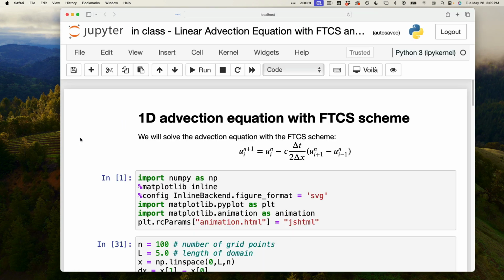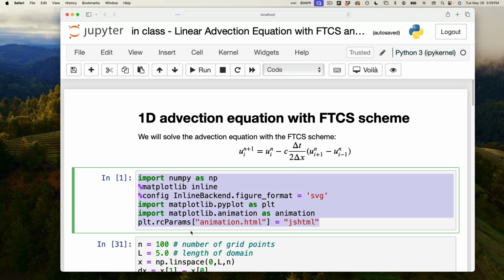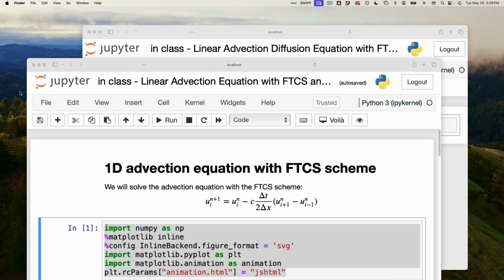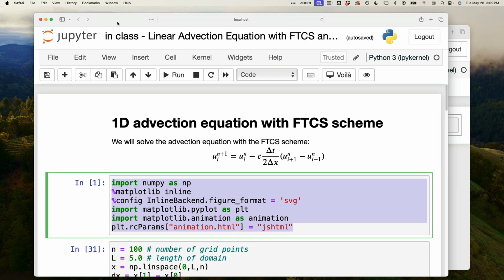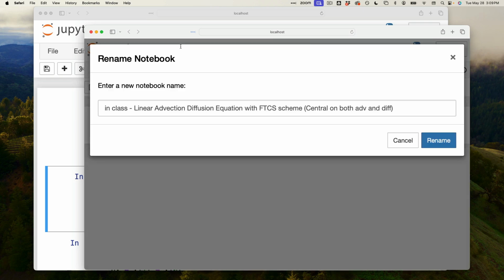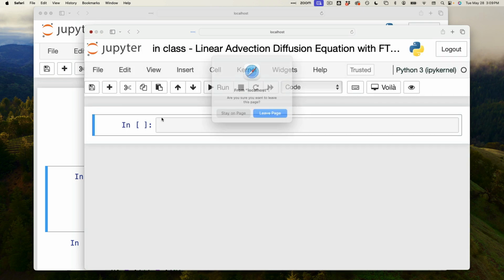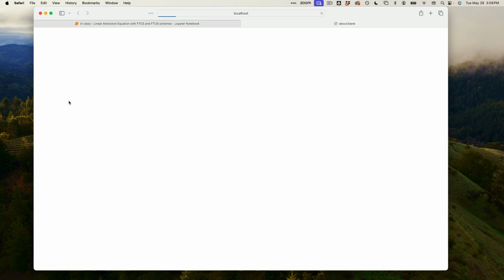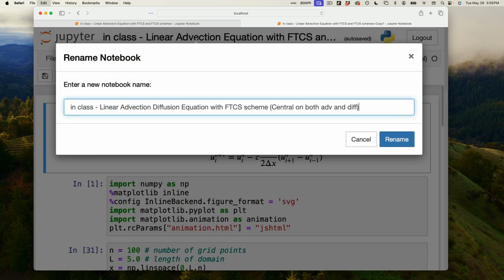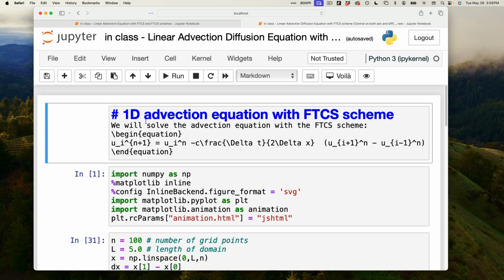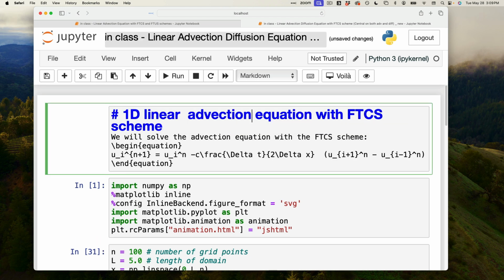All right, let's grab our boilerplate from another. In fact, you know what, let's just duplicate this one. Actually, it'll be easier. Just duplicate the other notebook that we just finished. If you go make a copy, okay, and then, all right, 1D linear advection diffusion equation with FTCS scheme.